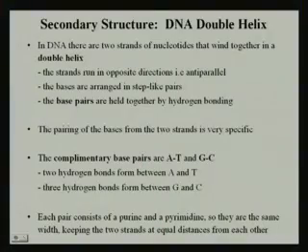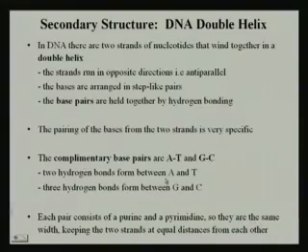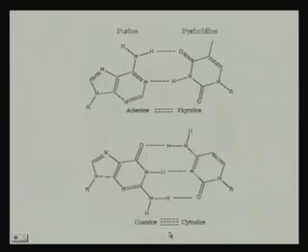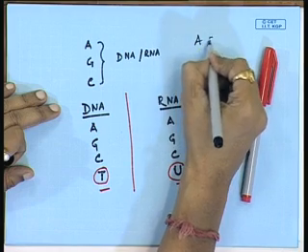So, A is getting bonded with T, G is getting bonded with C. Two hydrogen bonds are formed between A and T, and 3 hydrogen bonds are formed between G and C. Each pair consists of a purine and a pyrimidine, so they are the same width, keeping the two strands at equal distance from each other. This is the adenine and this is the thymine, one is purine, another pyrimidine. Two hydrogen bonds are there, that means A double bond T and G triple bond C.